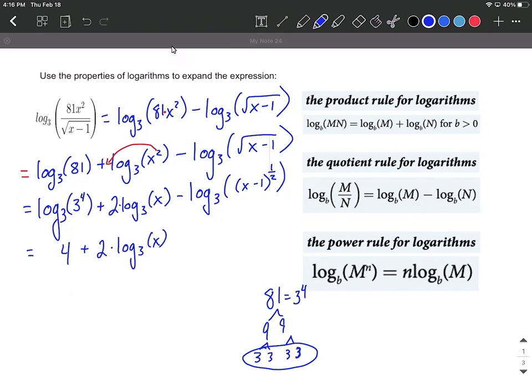And then finally, remember we said that when you have an exponent attached to everything on the inside, that can move down in front and become a multiple. So minus 1/2 times log base 3 of x minus 1. And that's as expanded out as it can be. That last logarithm doesn't have a product or quotient on the inside. It has a difference, so that won't split up any further.